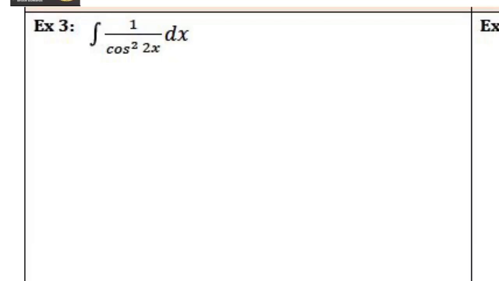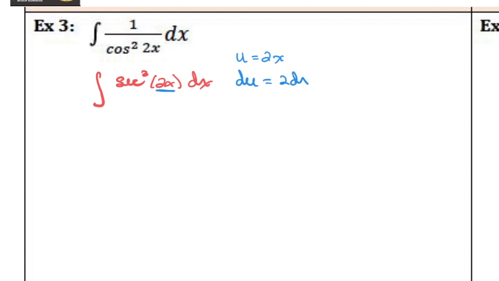So as we examine example 3, notice I have 1 over the cosine squared. Well, we know 1 over cosine squared can be rewritten as a secant squared, keeping that angle as 2x dx. Now I know the antiderivative of secant squared, but I don't know the antiderivative of secant squared 2x. So that's what we're going to let u equal. U equals 2x, du is 2 dx. Solving for dx gives us du over 2. Rewrite the problem. 1/2 antiderivative, secant squared u du.